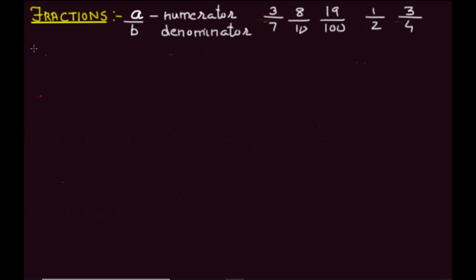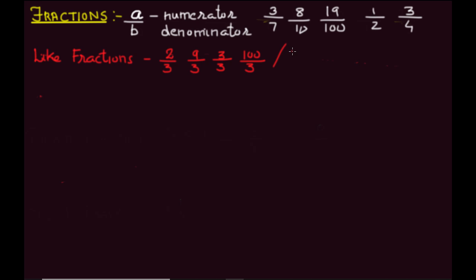The first one is the like and the unlike fraction. The like fractions. Like fractions is when all the denominators remain the same while the numerator can be anything. For example, you have 2 by 3, 9 by 3, 3 by 3, 100 by 3. They're all like fractions. Let me take another set of fractions.